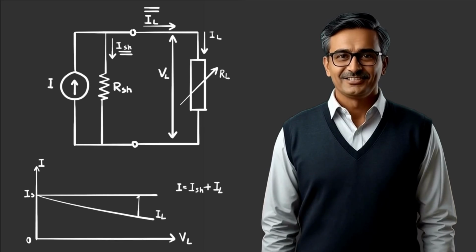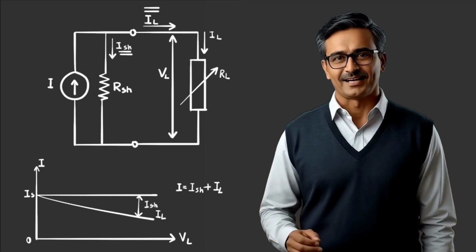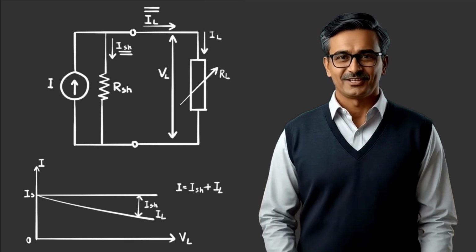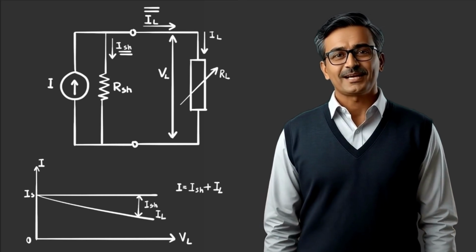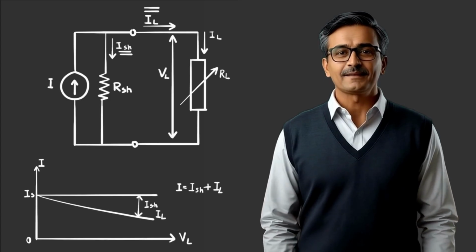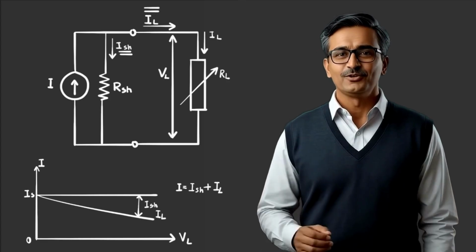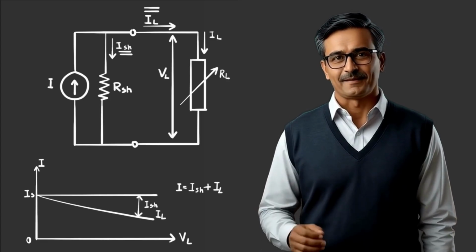Finally, let's discuss time-invariant and time-variant current sources. A time-invariant current source gives a current that does not change with time. The output current stays constant. A DC current source is a good example. Its magnitude remains the same over time.